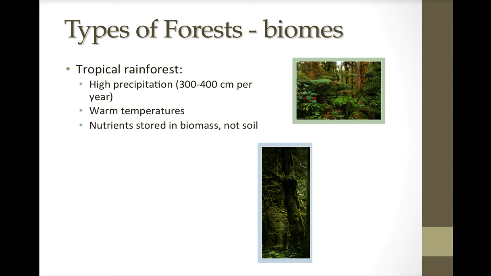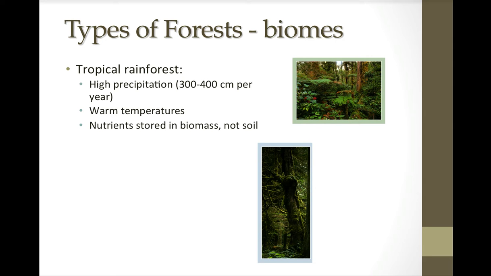That's the upper right-hand picture. Tropical rainforests are characterized by high precipitation, between 300 and 400 centimeters per year. They also have warm temperatures year-round, and the nutrients, a key point here, are stored in the biomass, meaning the plants and the trees themselves, not in the soil. So as soon as something decomposes, the nutrients are released to the soil, and then the plants and trees immediately absorb those nutrients. So the soil itself actually has very little nutritional value for growing crops or things like that.